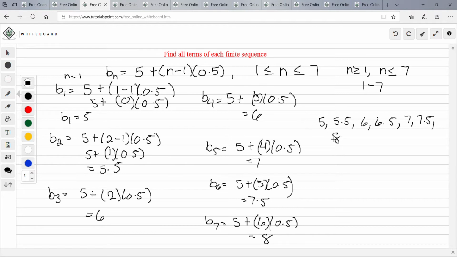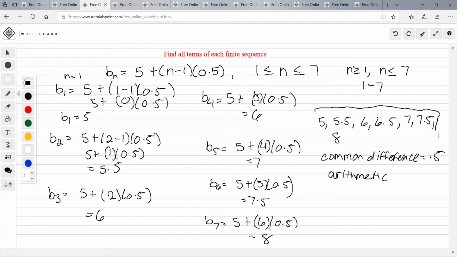This has a common difference of 0.5. What happens when you have a common difference? It's arithmetic, right? Because arithmetic sequences have a common difference. So this is your answer, right? It doesn't ask you for the common difference.